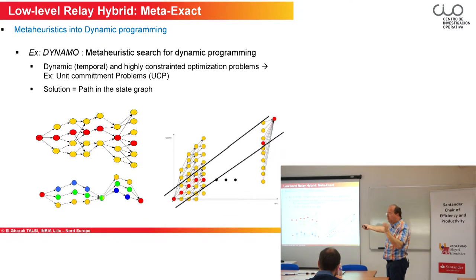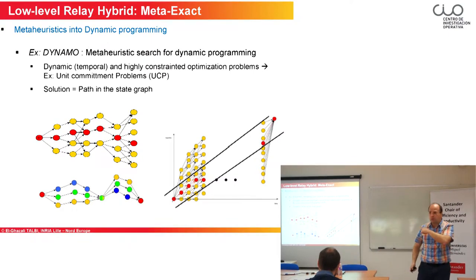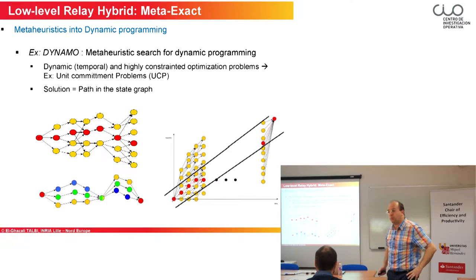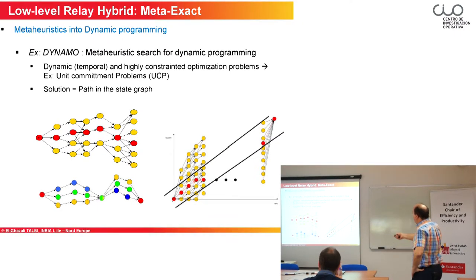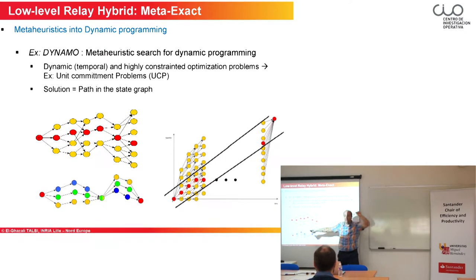Those are very important problems, and many people are working on them; we got the best results for those problems. The idea is, and believe me, for some problems you don't have the choice. Dynamic programming, you have to use it. If you have large-scale problems, here we have designed new neighborhoods, because the solution here is the path in this graph.